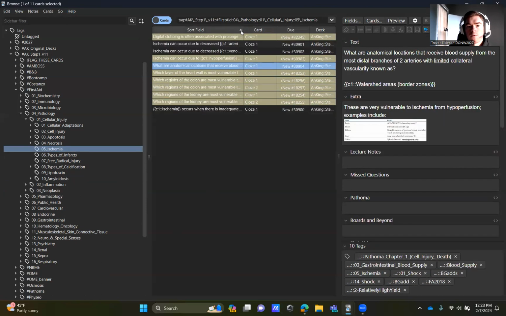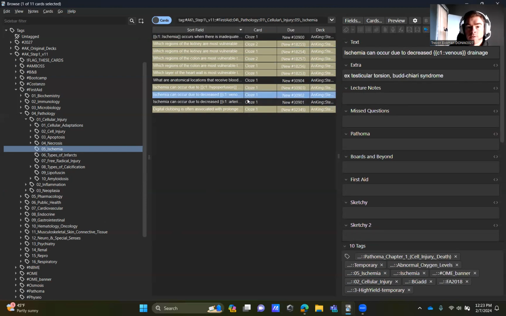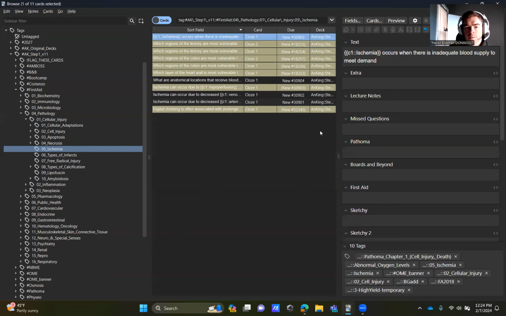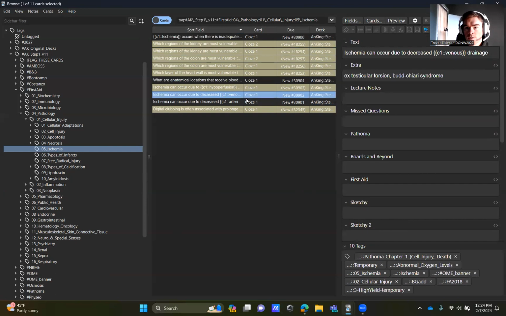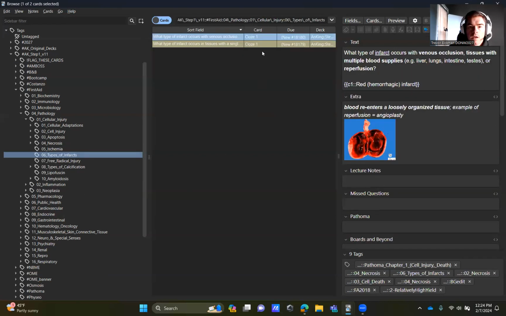Ischemia, let me fix that. You just want to grab the first one, and then probably it would be best to come down to the bottom, skip the last one, get the two above it, skip one, and then grab this one. So this one's talking about what ischemia is, and this one's talking about watershed zones. And then these two are talking about how ischemia can occur with interrupted venous drainage and then arterial perfusion. Types of infarctions, we are skipping that.